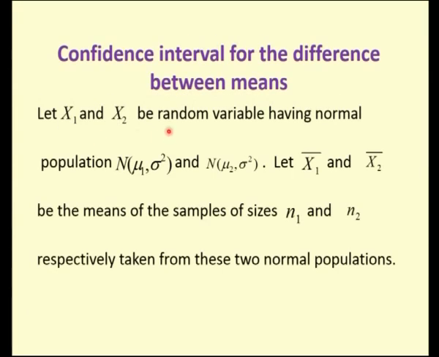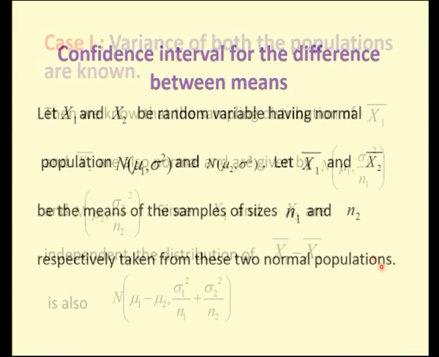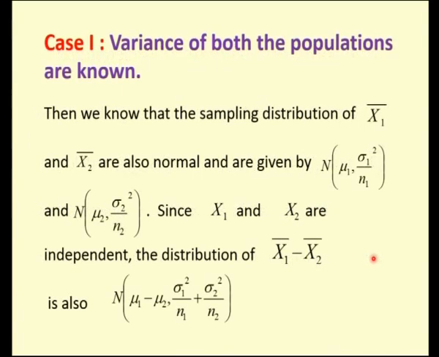Let x1 and x2 be the random variables having normal population, normal with mean mu1 and variance sigma squared, and normal with mean mu2 and variance sigma squared. Let x1 bar and x2 bar be the means of the samples of sizes n1 and n2 respectively taken from these two normal populations. So, case 1, we are going to discuss if the variances are known.